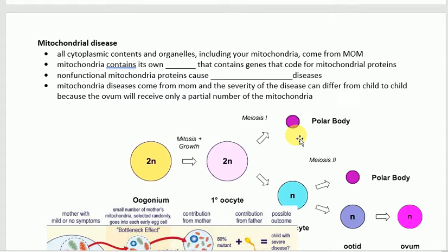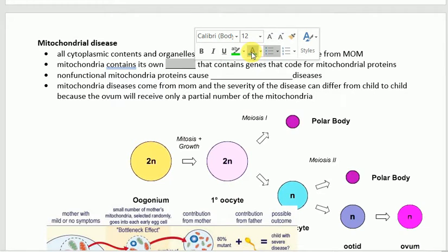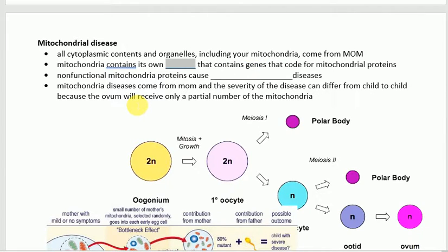Okay, so mitochondrial disease. Let's talk about this. All cytoplasmic contents and organelles, including the mitochondria, come from the mom. So we talked about there's a bunch of mitochondria in the tail of the sperm. But basically, it is just used to get that sperm on its journey, take it where it needs to go. Remember, we also talked about mitochondria contains its own DNA. So it contains the genes that code for those mitochondrial proteins.